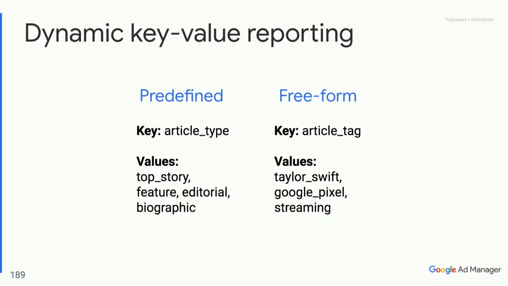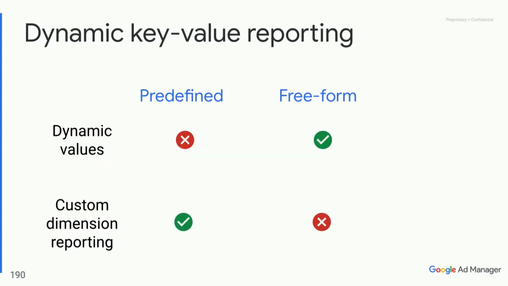But then the content might have article tags like Taylor Swift, the Google Pixel, streaming, and these things are much more likely to change over time. So using freeform key values in this case makes more sense. So you might be thinking, well, why don't I just always use freeform? Because it's more flexible. And while the first row demonstrates that the dynamic values are supported in freeform key values, the drawback is that they're not available for custom dimension reporting. So you can actually run reports and see how your different key values are performing, but not with freeform.